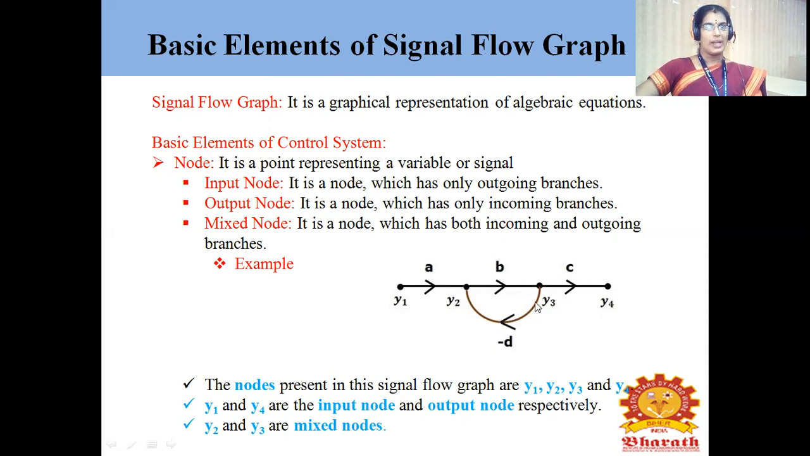Here, Y2 and Y3 are called mixer nodes. If you look at the arrow, it has incoming branches and outgoing branches. The incoming branch gain is represented by B and the outgoing branch is represented by the gain minus D. So A, B, C and minus D are nothing but the gains of the given system. The arrow represents the direction of signal flow. These are the basic things we should understand about nodes.